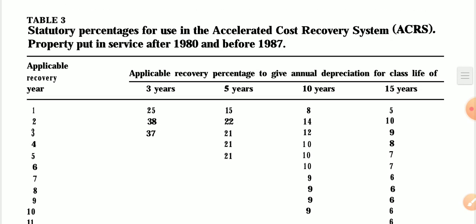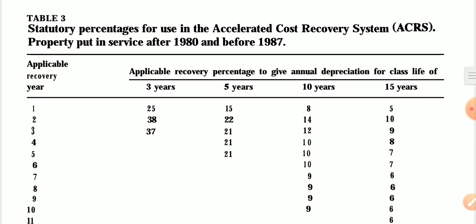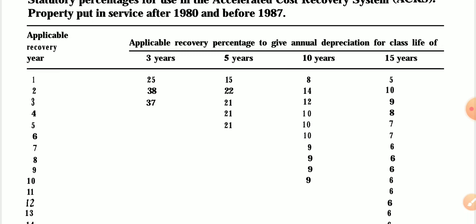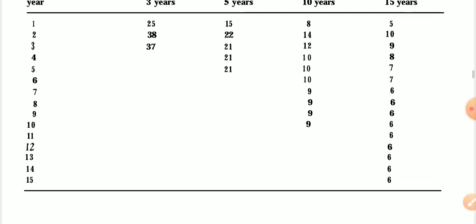Okay, here is a table of statutory percentages for use in the accelerated cost recovery system for property put in service after 1980 and before 1987, by applicable recovery year, with recovery life of 1 to 15 years.